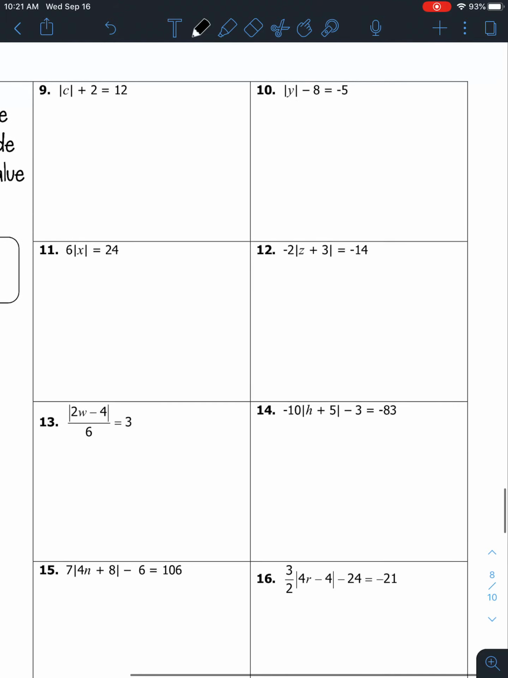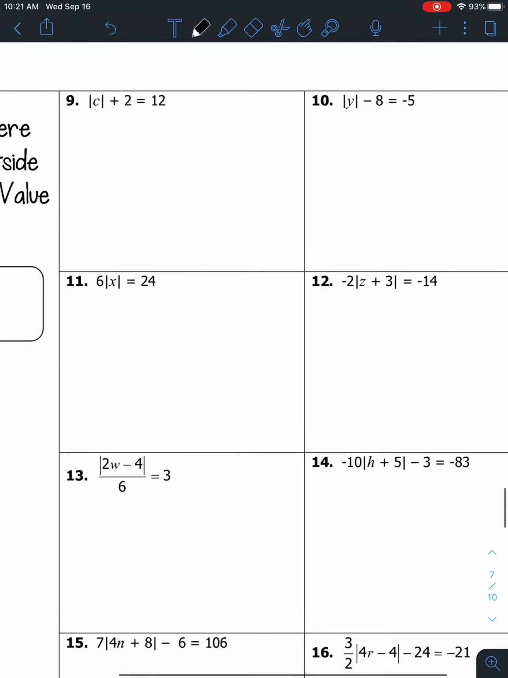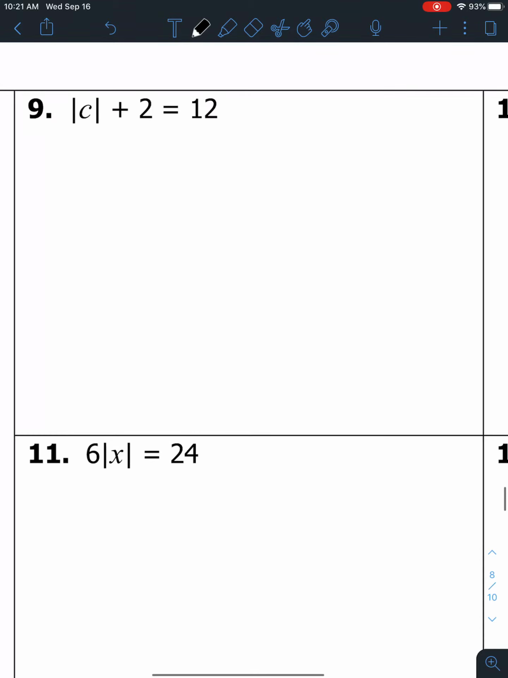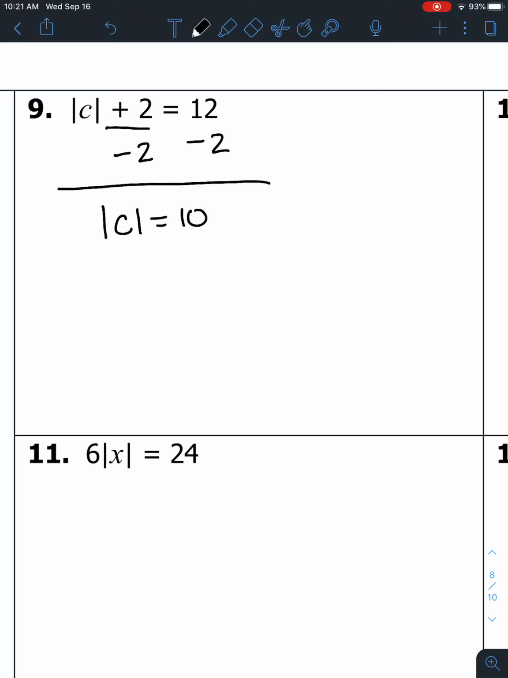So 9 through 16, we've got to do stuff too. Let's look at our first example here, 9. You see outside my absolute value, I have a plus 2. I can't do that. Absolute value has to be all by itself on one side. So the opposite of plus 2 is minus 2. It's just like you're solving an equation. You're getting that absolute value by itself. So that gives me the absolute value of c equals 10.